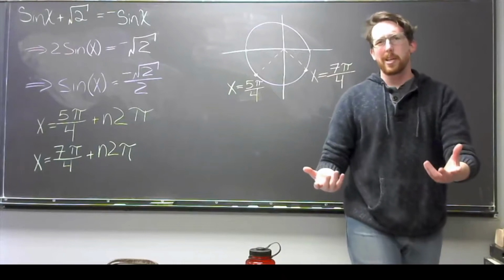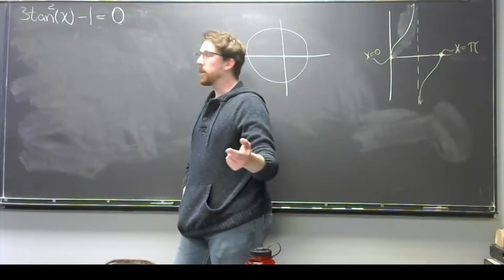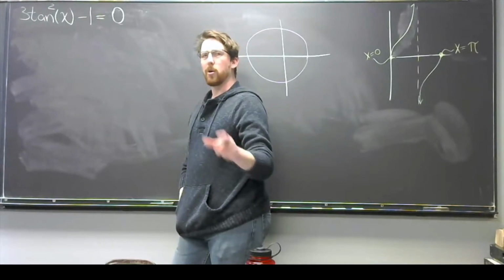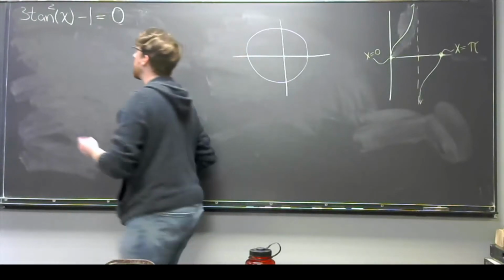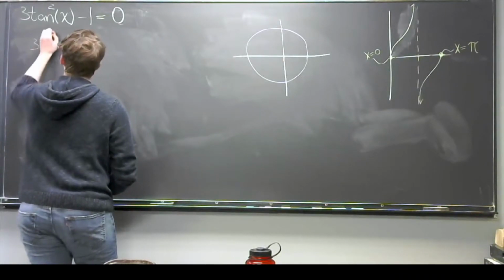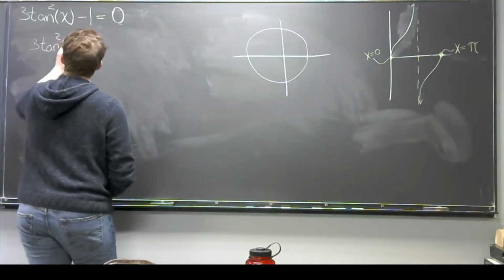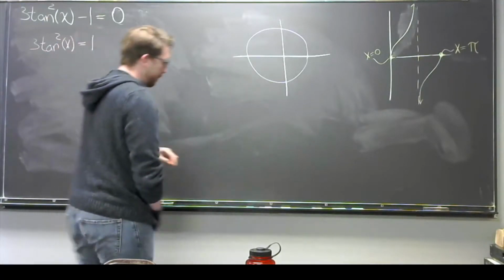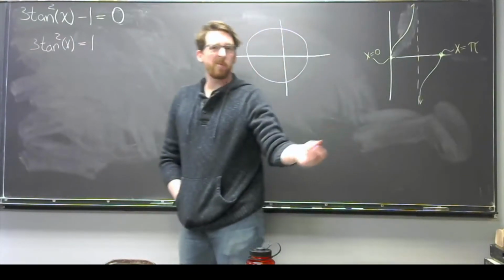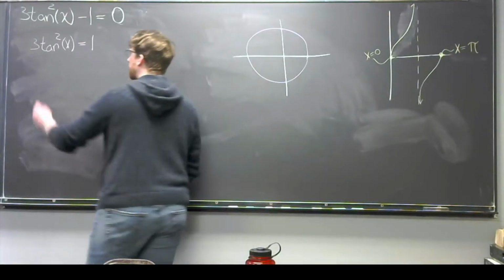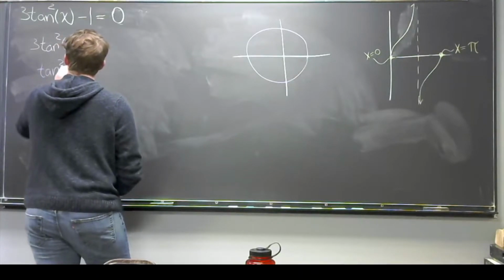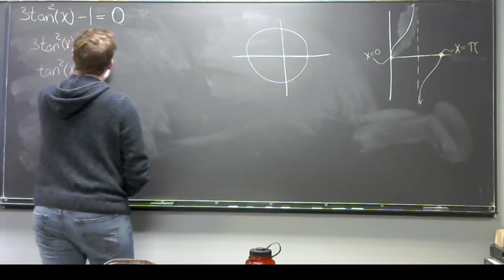So let's look at another example then. For this next problem, the first thing we want to do is move that 1 over to the other side. So when we do that, we're going to have 3 tan squared of x is equal to 1. The next thing is divide by 3. So we're going to have tan squared of x is equal to 1 over 3.